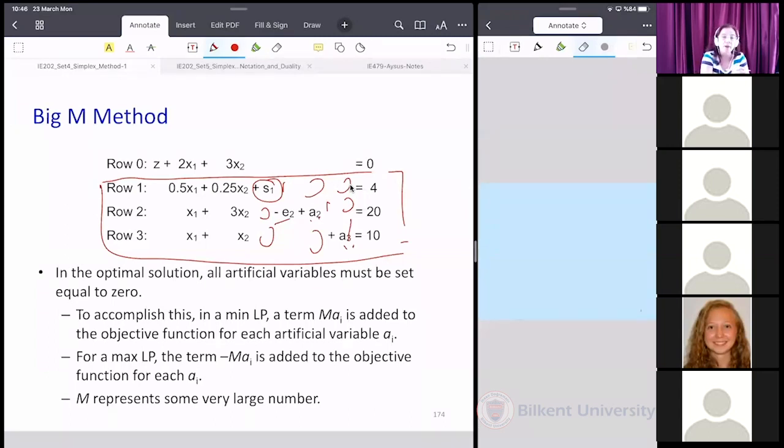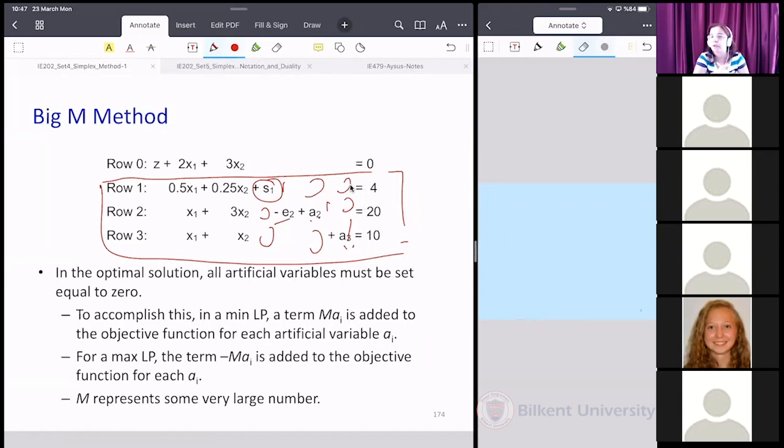Now, if I put very large costs for these artificial variables, then during optimization, the optimization itself will try to get rid of these variables. That's what we do, all right? So if it's a minimization problem, we put them as a plus. If it's a maximization problem, we put them as a minus. Just the idea: I'm going to utilize the optimization to get rid of those artificial variables.